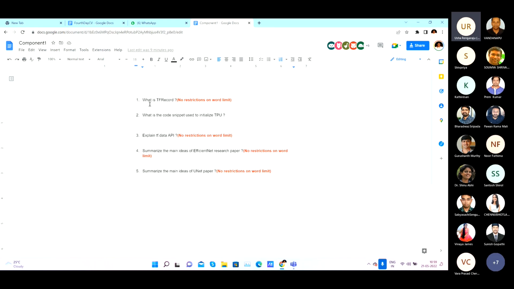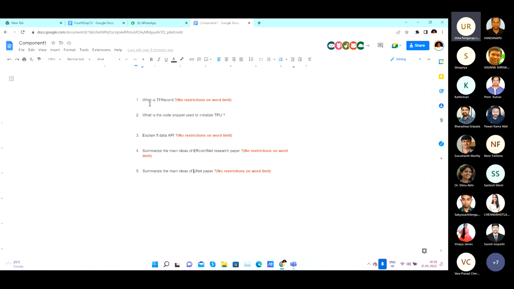This is again an open-ended question, which means you have plenty of documentation out there in TensorFlow itself and a lot of Medium articles. So you can explain it the way you like. There's no restriction on word limit. So the better you write, the better marks you will get.